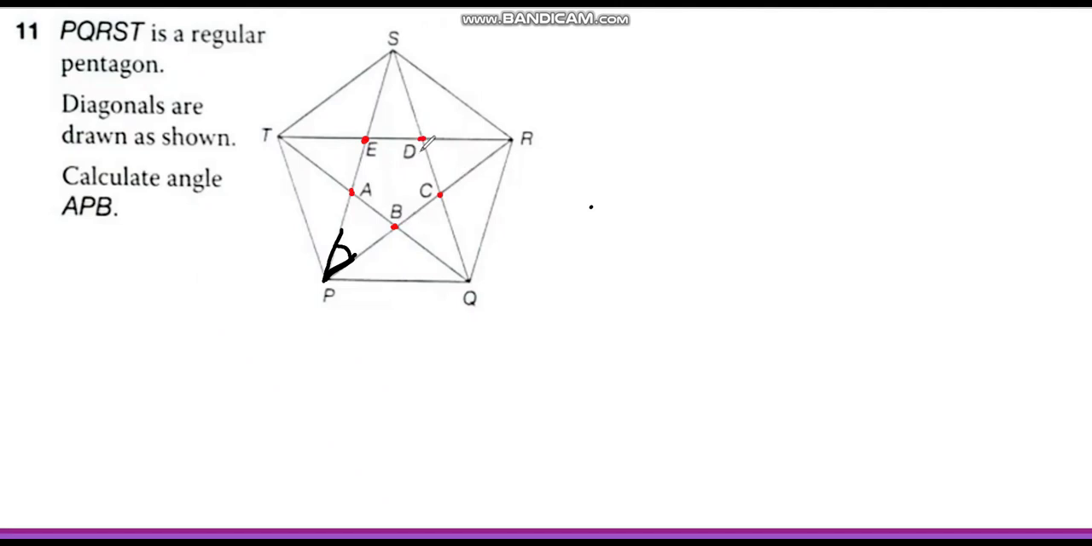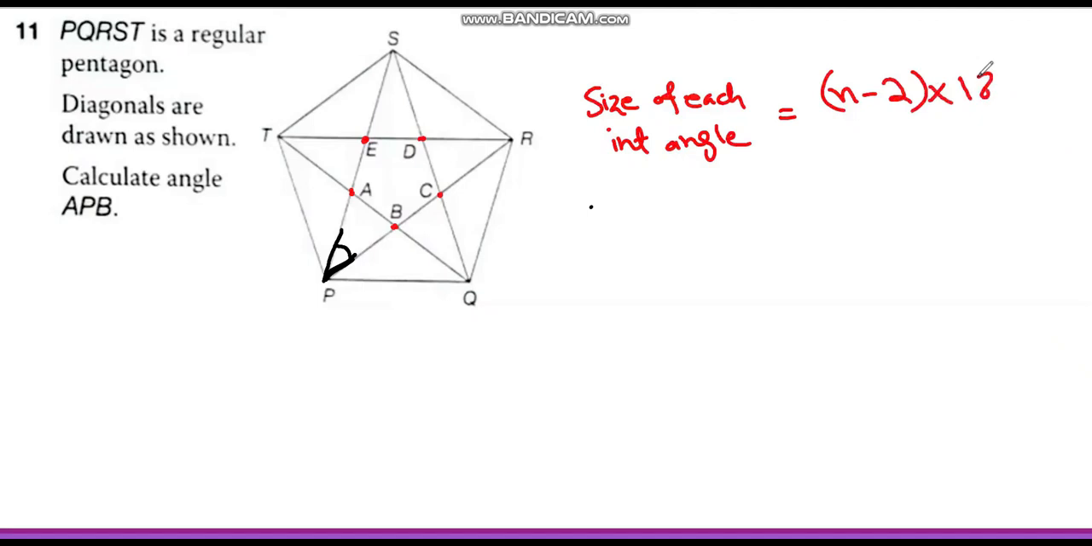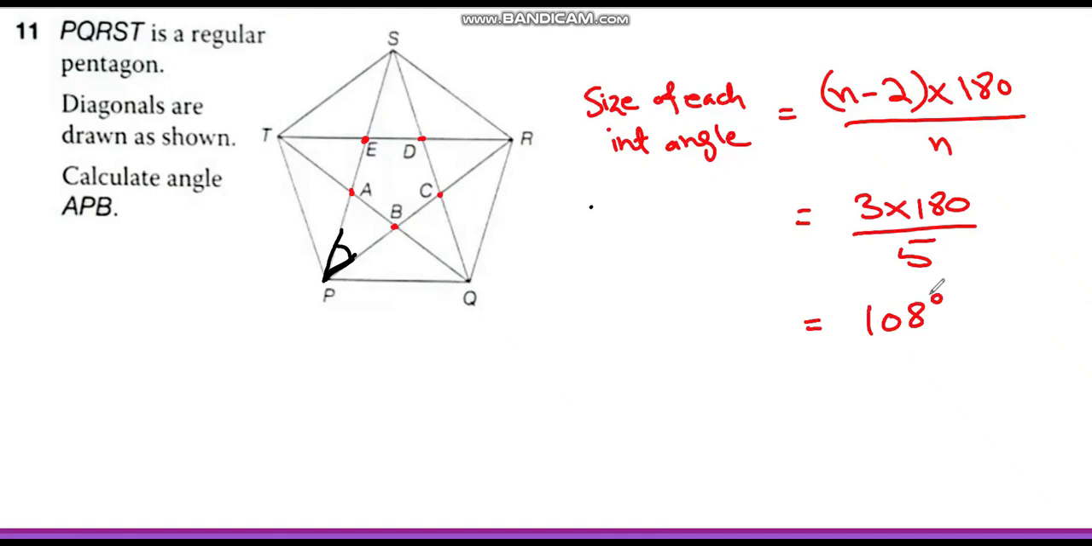First of all, we must know the size of each angle in the regular pentagon. For that purpose, the size of each interior angle can be calculated by using this formula: n minus 2 times 180 divided by n. We know there are 5 sides, so 5 take away 2 is 3, times 180, divided by the total of 5 sides. It should be 108 degrees. So the size of each interior angle in a regular pentagon will be 108 degrees.